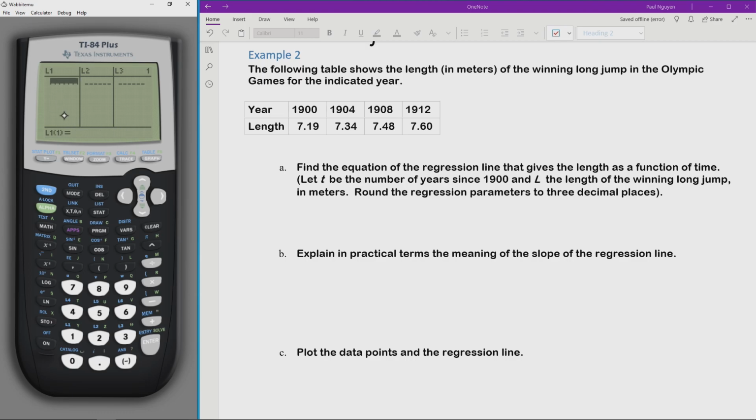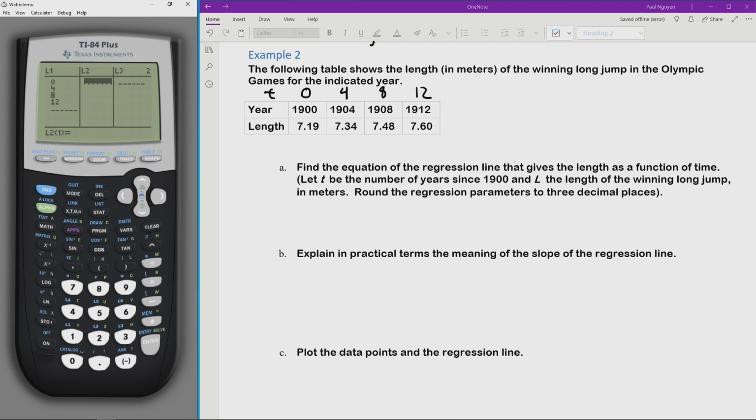That clears out L2. We'll do the same thing for L1. Now, in L1, we want to input our variables. In this case, our variable is t, not the year. So t is the number of years since 1900. So in 1900, the number of years since 1900 is 0. So the t that corresponds with year 1900 is 0. The t that corresponds with 1904 is 4, 1908, 8, and 1912, 12. So you want to make sure you input the variable values, not the years in this situation. 0, 4, 8, and 12.